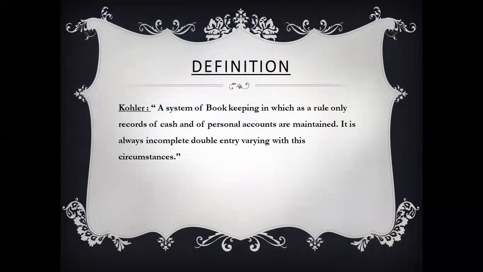Definition of Kohler. A system of bookkeeping in which, as a rule, only records of cash and of personal accounts are maintained. It is always incomplete double entry varying with these circumstances. It also means that real and nominal accounts are not maintained. It also cannot be termed as a system because it is not based on a scientific system like the double entry system. It is a preparation of accounts from incomplete records.